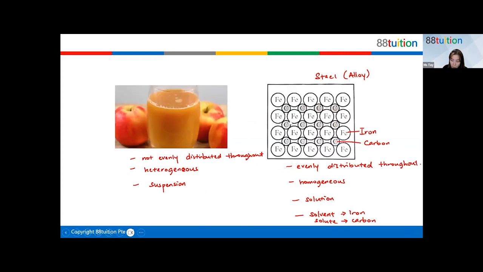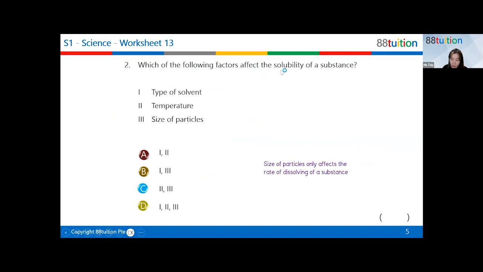Okay, question 2. Which of the following factors affect the solubility of a substance? Now, if you remember, we talked about solubility last lesson also. Factors that affect solubility of a solute in a solvent is about the nature of the solute. What are we trying to dissolve? Sugar definitely can dissolve easily in water. If I want to dissolve sugar in oil, it might not be that easy, right? So the choice of the solute is important. The choice of the solvent is also important.